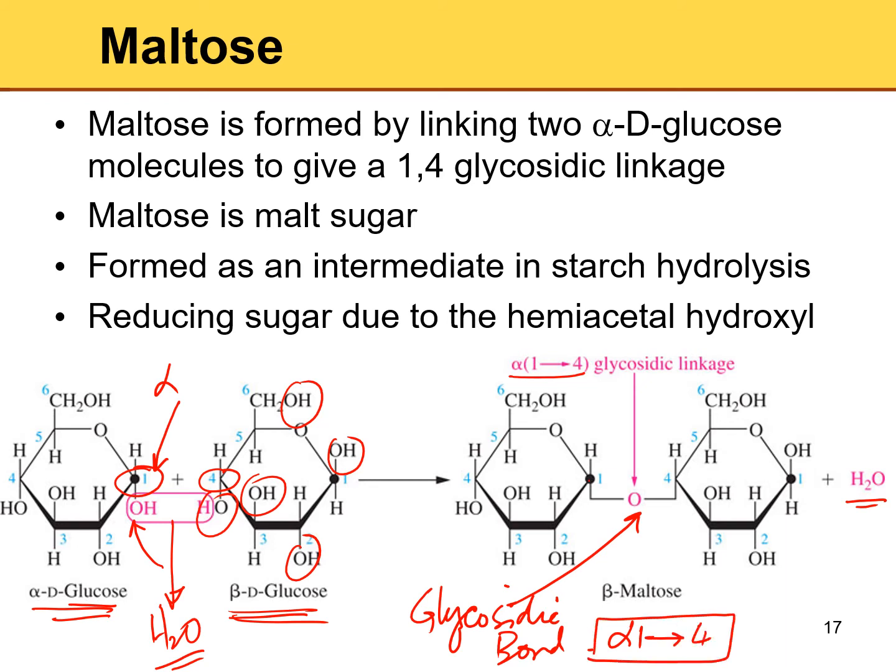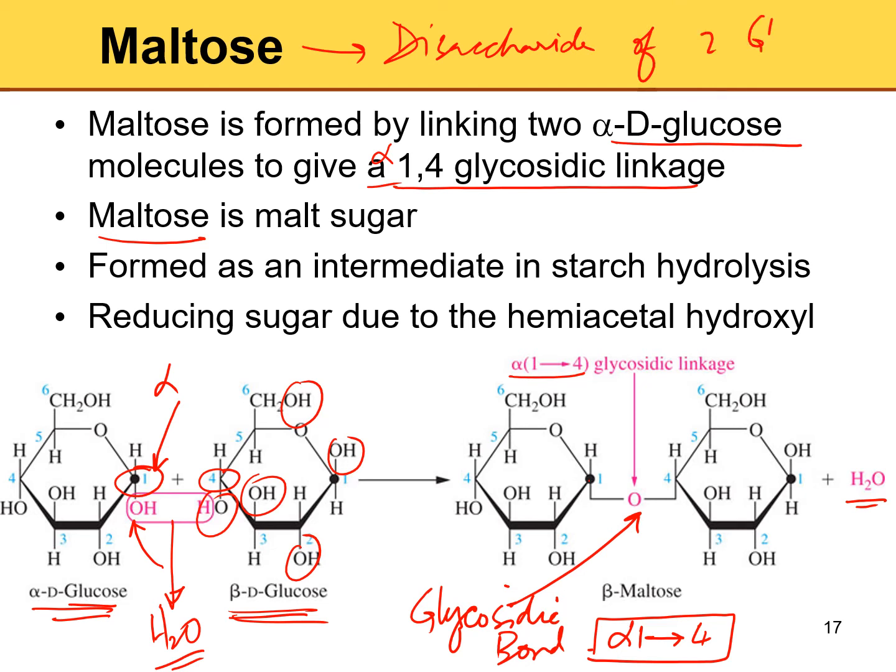So we say you have two glucose units linked together. If you have two glucose units linked together by alpha 1,4, that is called maltose, right? So maltose is a dimer, it's a disaccharide of two glucose units, right, linked together by alpha 1,4 linkages, right?